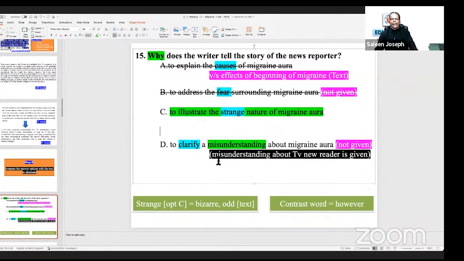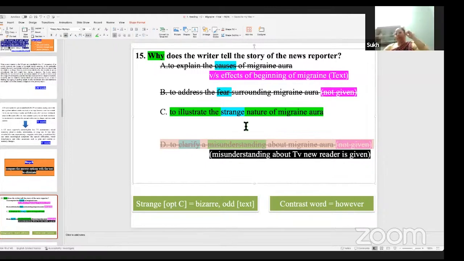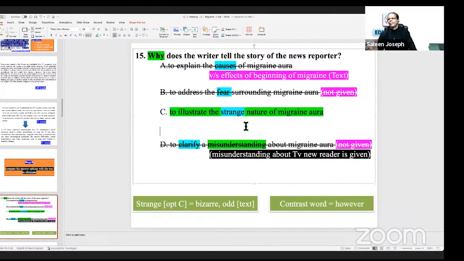And the fourth one, to clarify a misunderstanding about migraine aura. Do they speak about any misunderstanding about migraine? No. They don't. There is a misunderstanding about the TV presenter, the TV newsreader, but not about migraine aura. So to illustrate the strange nature of migraine aura is the only option left out.